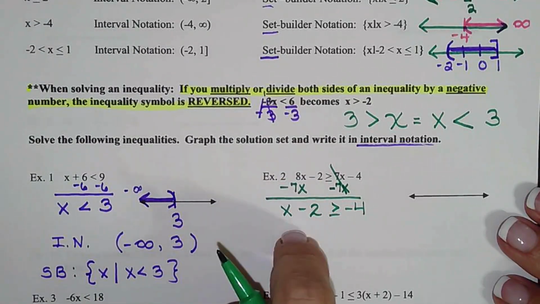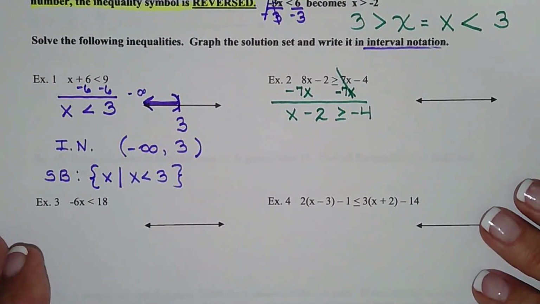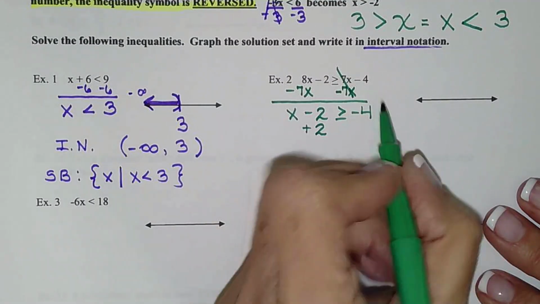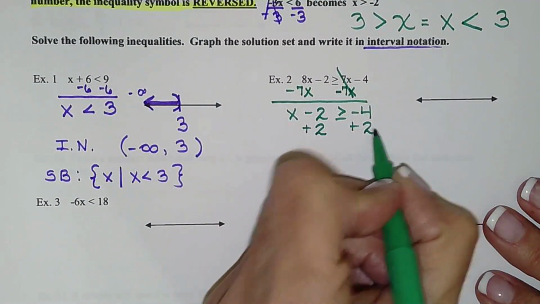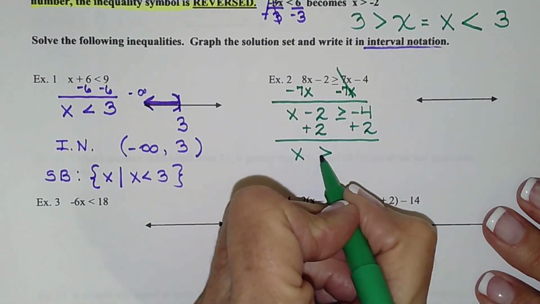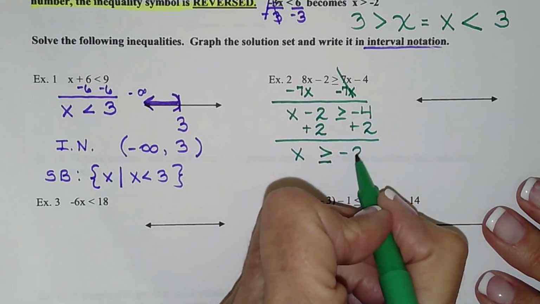And next, we need anything without an x over to the other side. So we do the opposite to cross the inequality. Opposite of subtract 2 is add 2. So I get x is greater than or equal to negative 2.